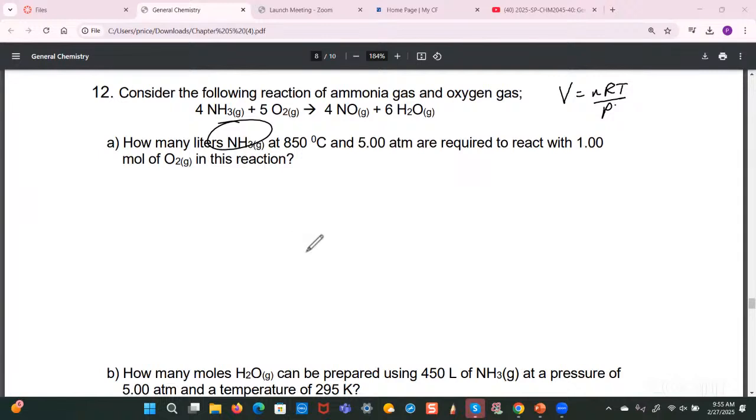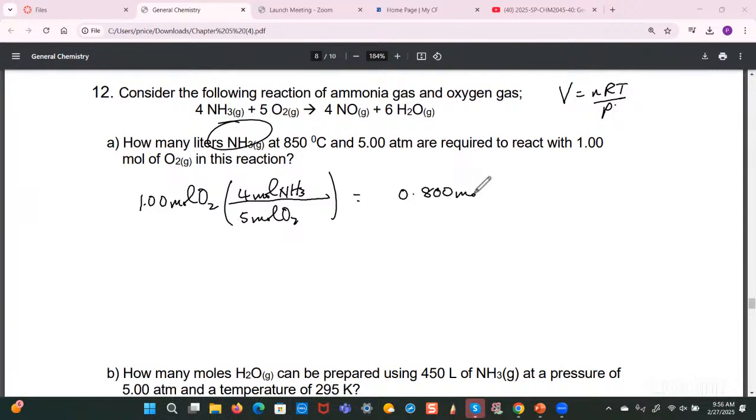I'm sorry? Okay, so you're going to start off with 1.00 moles of O2, and what do you do with that? Multiply by the mole ratio. So what's the mole ratio? In other words, what goes up top here as a numerator and what goes down here as a denominator? 4 moles of ammonia over 5 moles of O2, right? So that gives you the moles. So that works out to be equal to 0.800 moles of ammonia. Okay, so now that we have the moles of ammonia, what will be the next step?